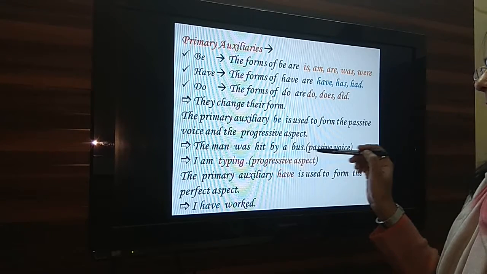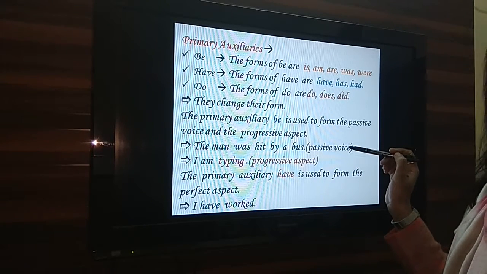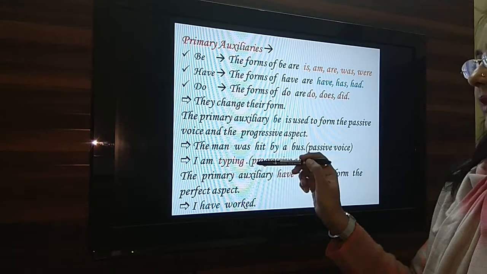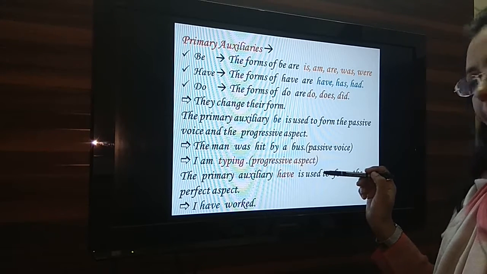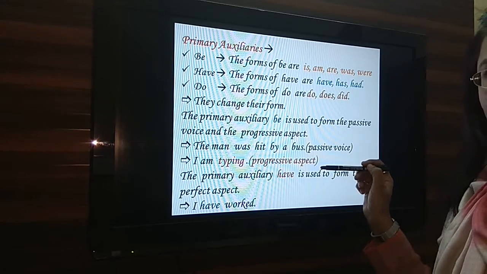The man was hit by a bus. Again, the passive voice. I am typing. This is the progressive aspect, like it's showing the continuity.